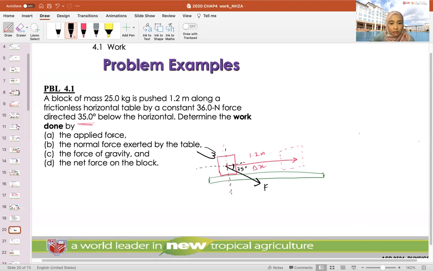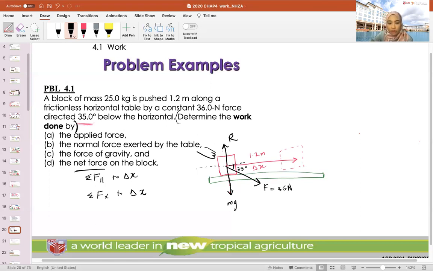Determine the work done by the applied force. So this F is equal to 36 Newton. And then it asks for the normal force exerted by the table. So this is going to be our R, the force of gravity, mg, and the net force on the block. Okay, what do we know about net force in work done? We need to know the F parallel to delta X, or net Fx to delta X. We don't want the entire F net. We don't care about Fy because perpendicular forces will give us 0 work done. The question asks for work done by which force.